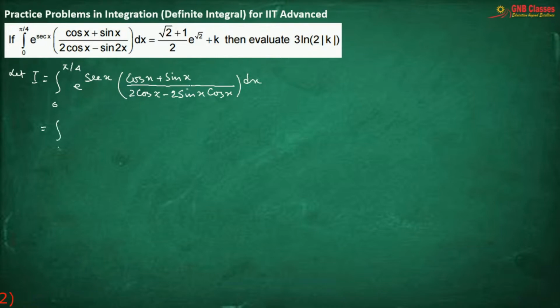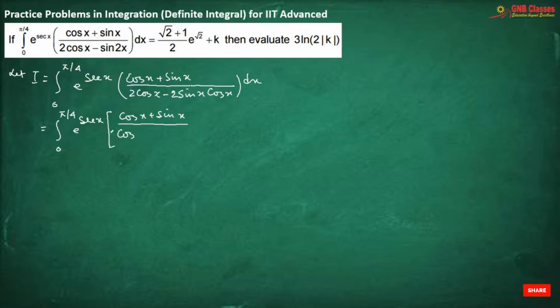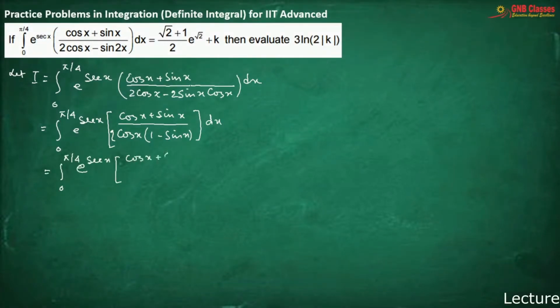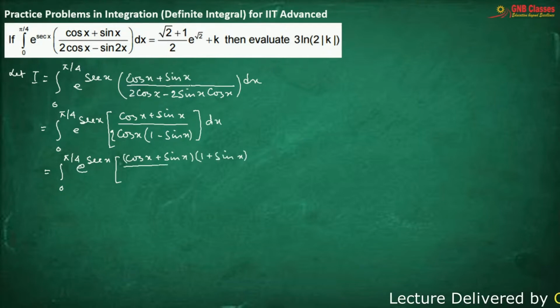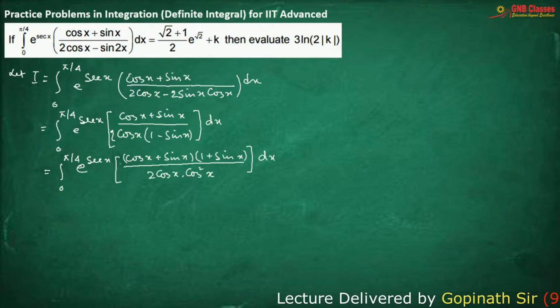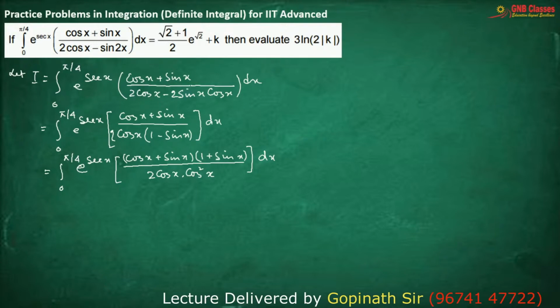So we are having, I am taking cos x common from the denominator, 2 cos x common. Now I am multiplying numerator and denominator with 1 plus sin x, and we get this. Is this much clear to everyone? Okay.